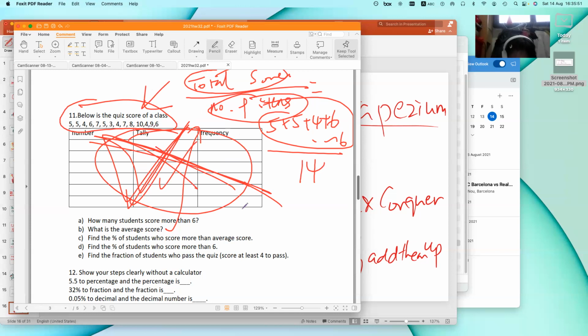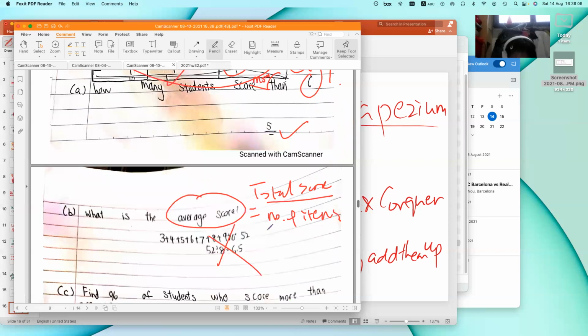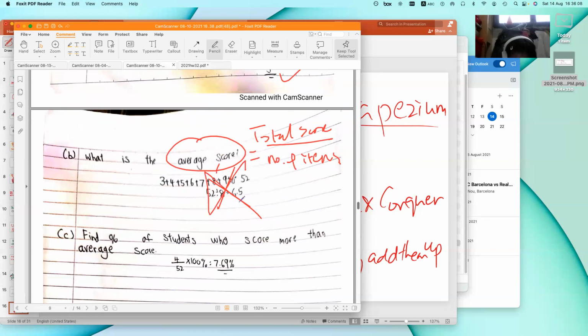So the average score is total score divided by number of items. You have 14 items here, so divide by 14. Then you get an average score. Then you go and find out the rest. Now, next question. You don't show me this rubbish again, okay? Average score, not from the table.